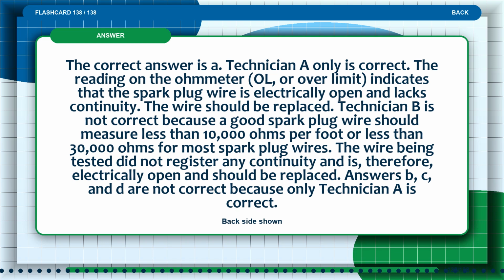The correct answer is A. Technician A only is correct. The reading on the ohmmeter, OL, or over limit, indicates that the spark plug wire is electrically open and lacks continuity. The wire should be replaced. Technician B is not correct because a good spark plug wire should measure less than 10,000 ohms per foot or less than 30,000 ohms for most spark plug wires. The wire being tested did not register any continuity and is, therefore, electrically open and should be replaced. Answers B, C, and D are not correct because only technician A is correct.